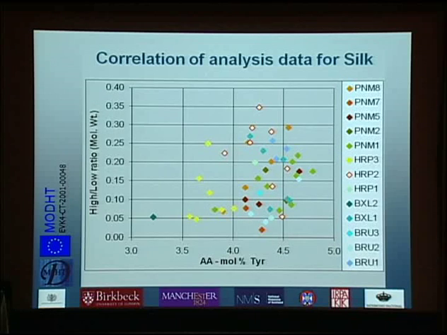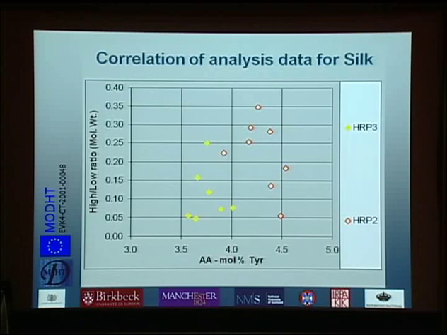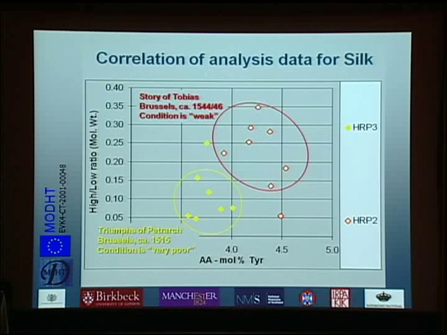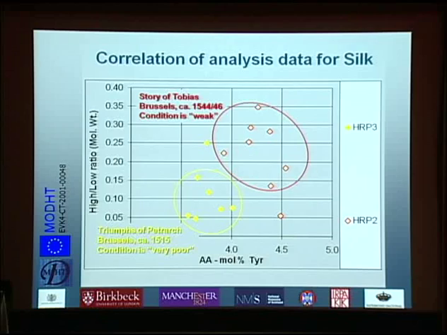We zoom in on them, and then separate out just two tapestries from Hampton Court. Again, they separate quite nicely, and the chemical data correlates with the condition assessment done by conservators. The Triumphs of Petrarch were classed as very poor condition, and the Story of Tobias as weak.